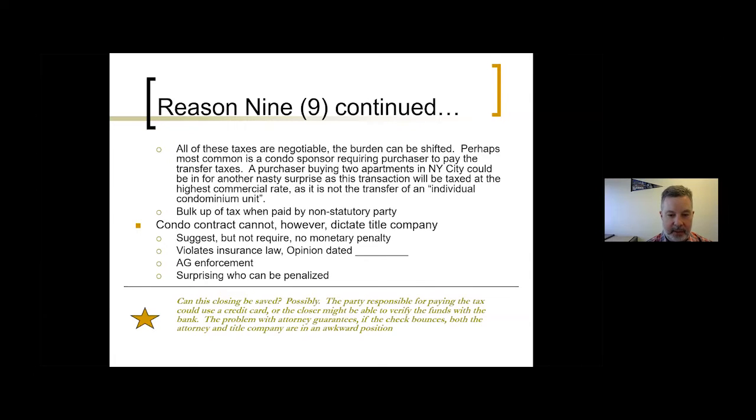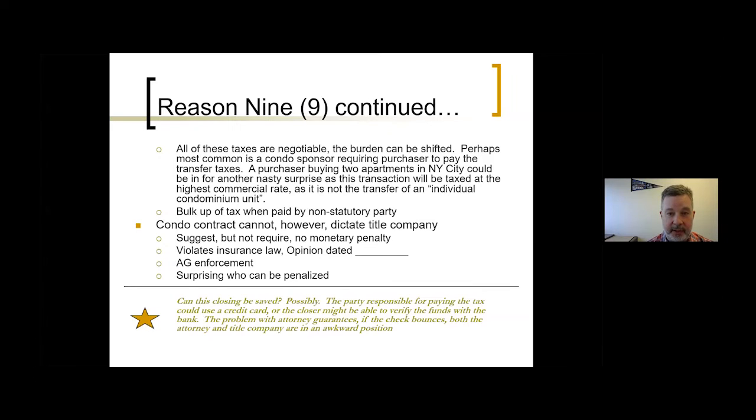Now, could this closing be saved under this scenario where they don't have a check for transfer tax, a certified check or bank check? They can pay with credit card, and then we would cut our own check and pay the transfer tax. The problem with that, with an attorney guarantee, let's say the attorney wanted to guarantee the check because he knows the client well.